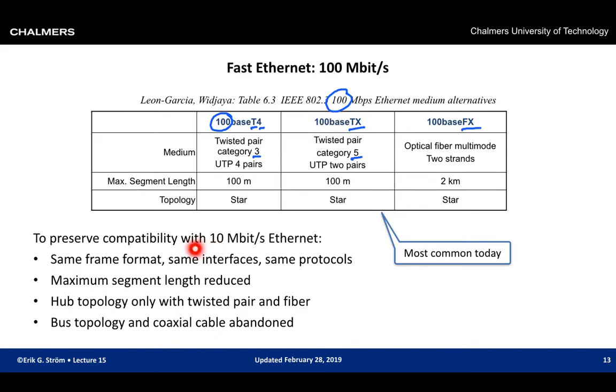Now, to preserve compatibility with the 10 megabit Ethernet, we use the same frame format, the same interface, the same protocols. So nothing has changed here a little bit. However, we have reduced the segment length here. Why is that, do you think? The segment length is the length of the medium.